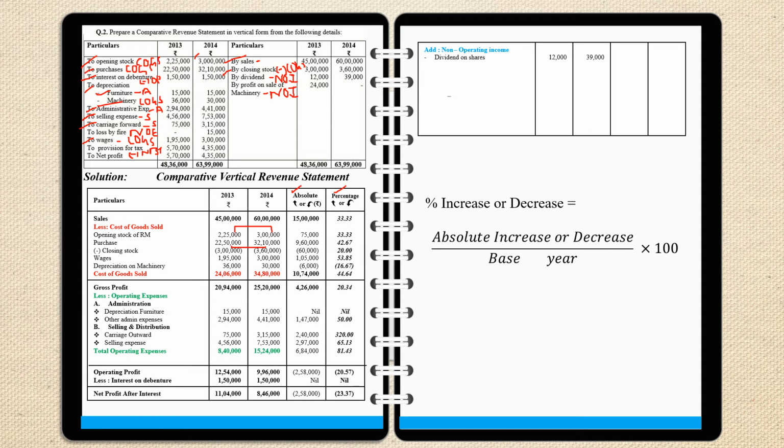So according to that format we need to add non operating income. Add non operating income. In non operating income, what do we have, one is dividend, one is profit on sale of machinery. So write it down. Dividend 12,000, 39,000. Profit on sale of machinery equal to 24,000, and in 2014 there is no sale of machinery, so nil.